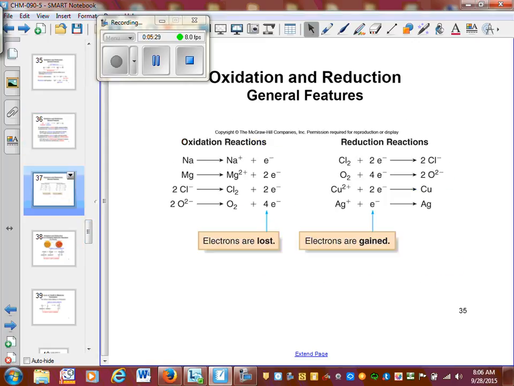So here we see some examples of oxidation reactions. You notice they're all losing electrons. Here are reduction reactions. All gaining electrons. Notice that chlorine and oxygen gain electrons. So they're reduced, so they're oxidizing agents. Where do we find chlorine and oxygen as an oxidizing agent?